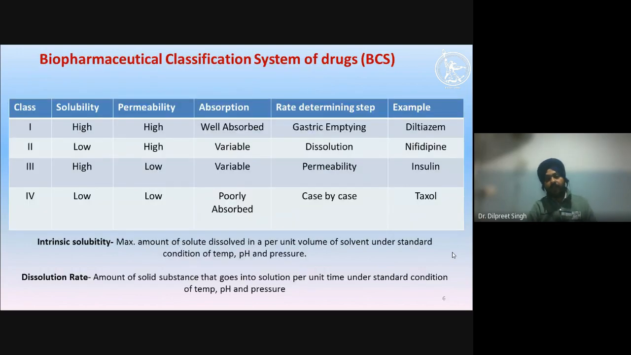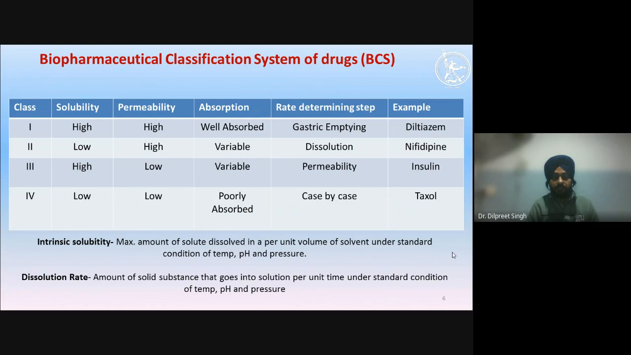So when we talk about poor solubility and poor permeability profiles, some scientists created a classification system called the biopharmaceutical classification system, which classifies the drug according to its nature. Class 1 drugs exhibit high solubility and high permeability, and are well absorbed, and the rate limiting step is basically gastric emptying. Examples include diltiazem, hydrochlorothiazide, diazepam, imipramine, amitriptyline. Class 2 drugs exhibit low solubility.